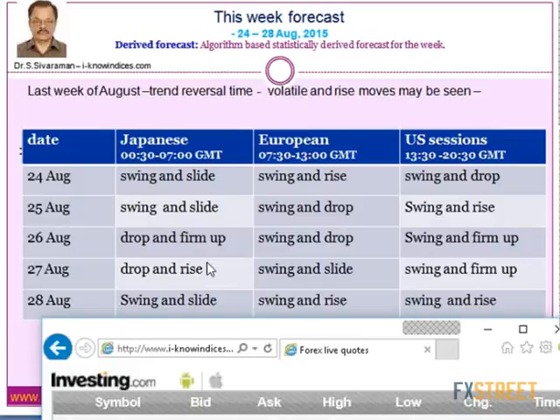And then on 27th, they will make a drop and then rise during the Japanese session, and then swing and slide during the European session, and swing and firm up. So always you will come across every day the volatile move on the downside as well as the upside. Then on Friday, 28th August, they are expected to make the swing and slide during the Japanese session and continue to rise during the European and the US session. These are all the expected market moves.